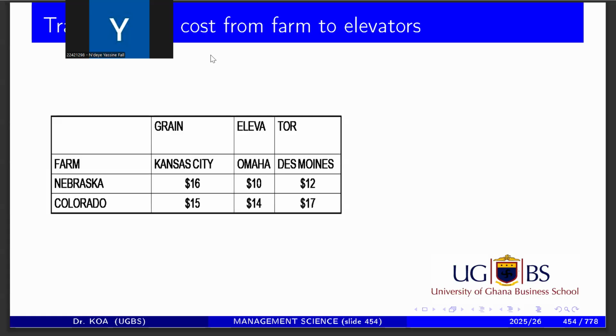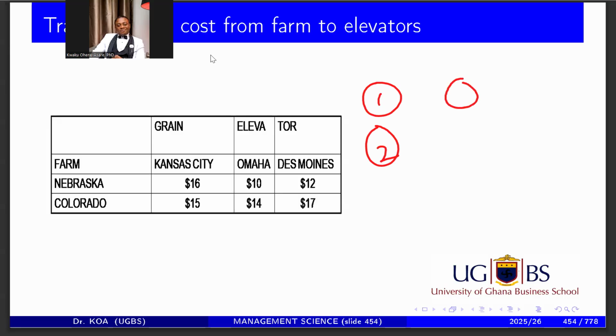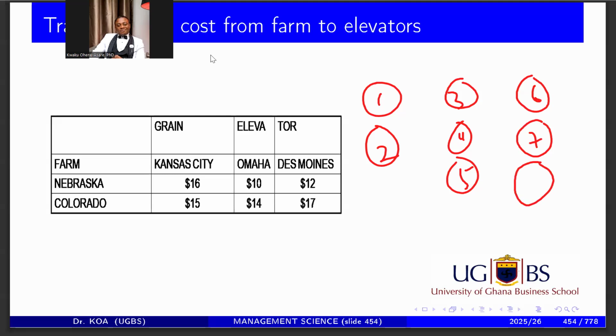Okay. So if I were to draw the things, I'll have 1 and 2 for Nebraska and Colorado. Then I'll have 3, 4, 5, where 3 is Kansas City, then Omaha, and then Des Moines. Finally, the usual demand ones: Chicago, which is now 6, then St. Louis, and finally Cincinnati. So these become the nodes now. And now you need to draw it. Now watch how you do the drawing.